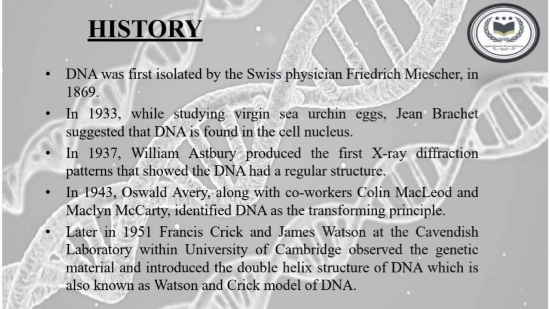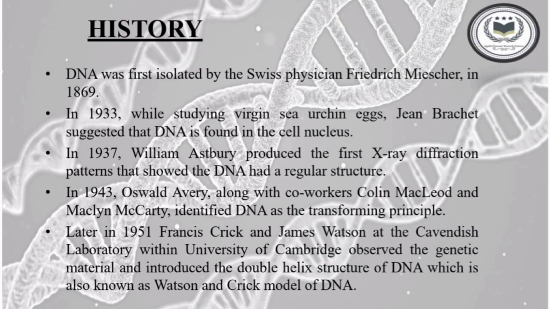Later on, in 1933, while studying the virgin sea urchin eggs, it was found that DNA is found in the nucleus of the cell by John Bratchett. Followed by him, William Astbury in 1937 showed the regular structure of DNA using the X-ray diffraction patterns. Then Avery, MacLeod and McCarty discovered the transforming principle of DNA and identified DNA as the transforming principle from one generation to another in 1943.